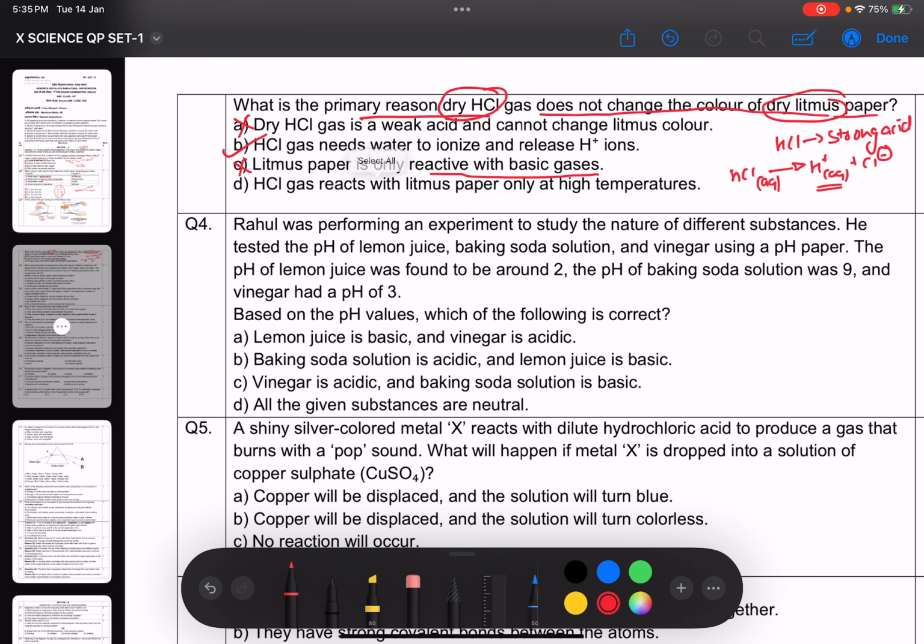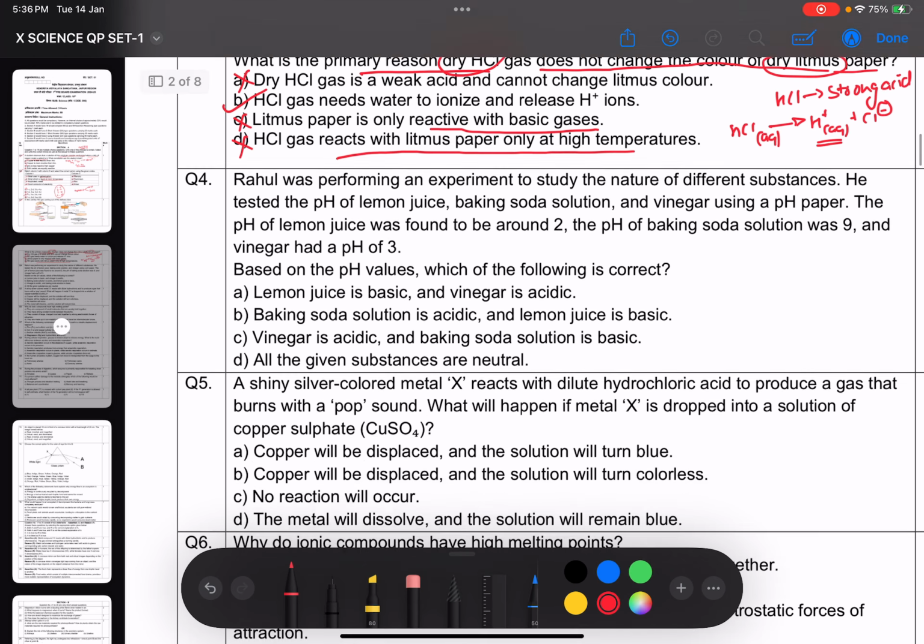And option D is nothing but the HCl gas reacts with litmus paper only at high temperature. No, this is absolutely wrong. There is no requirement of temperature for the litmus paper to work.